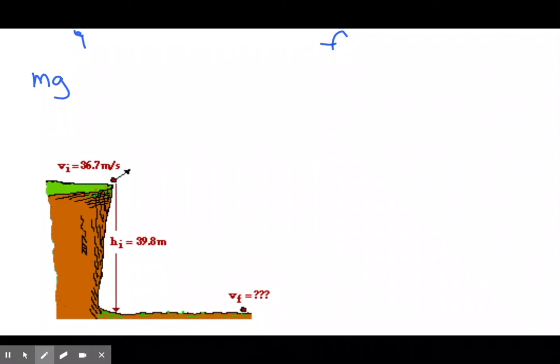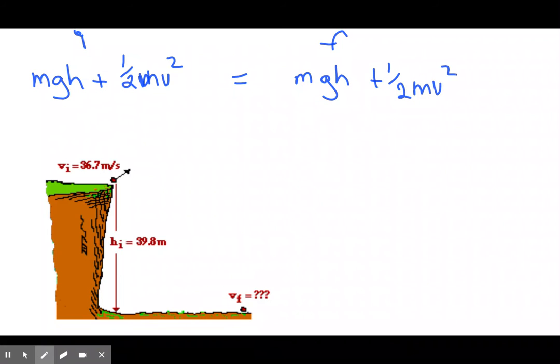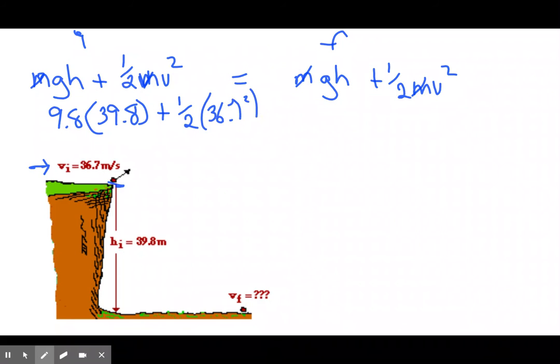we've got mgh plus 1/2 mv squared is going to equal final mgh plus final 1/2 mv squared. So we don't have a mass here, but they'll all cancel out because mass is going to be the same throughout. So here we've got 9.8. The initial height is the 39.8 plus 1/2. And the initial velocity is at 36.7. We're going to square that.